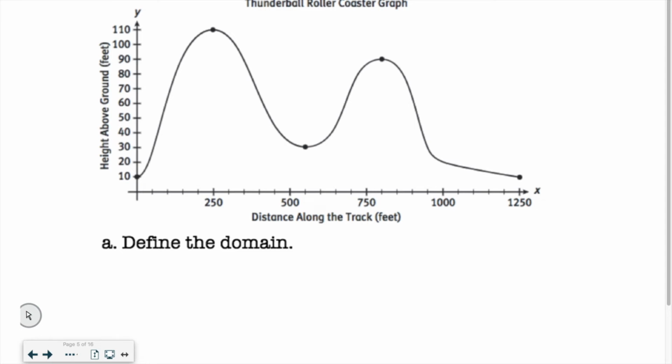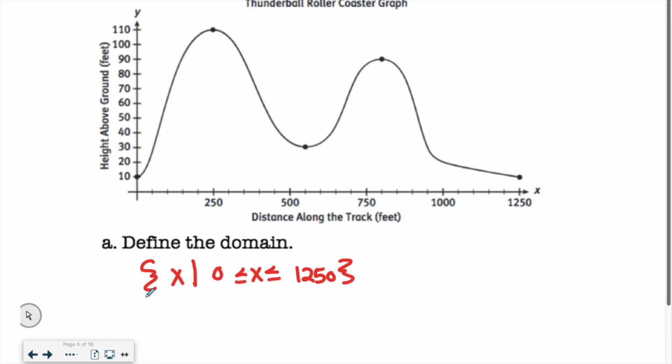And then we've got a Thunderball roller coaster graph. So define the domain. So we have domain again is your x values. So we start with the brace, x such that, and you're going to put x in the middle with a less than around it. So x is in between, and our x value starts at 0 and ends at 1250. So we're going to put 0 here and 1250 here. Then you put a brace.